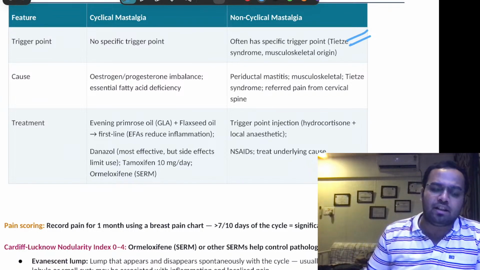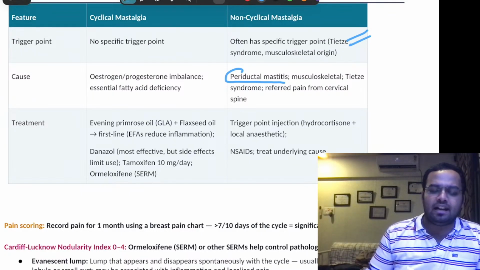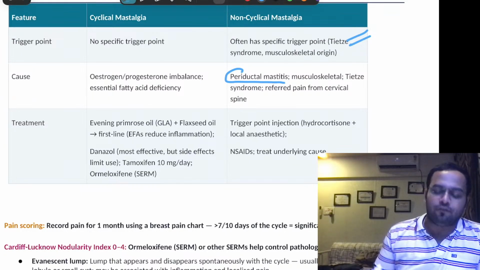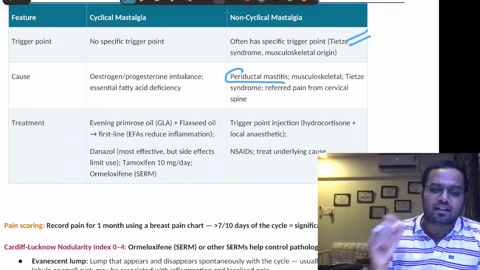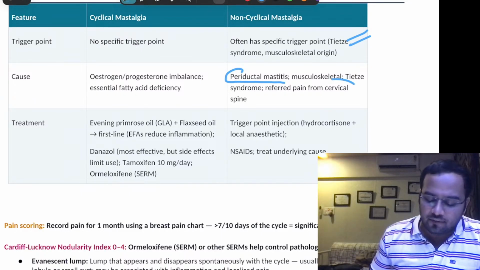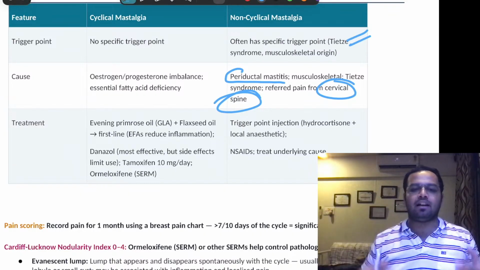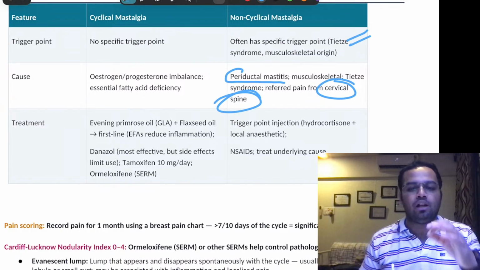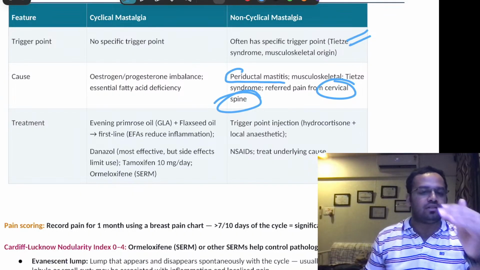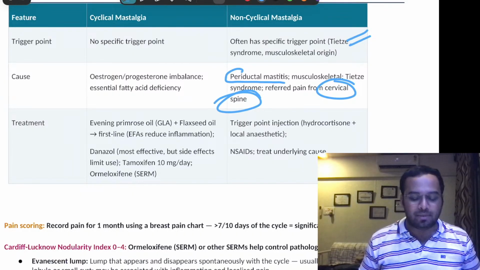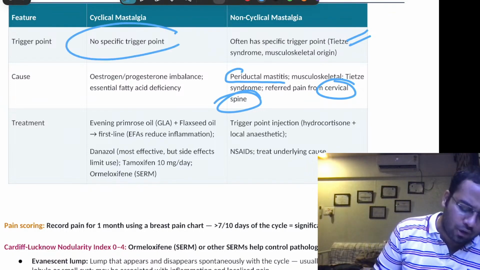Then the other important thing might be periductal mastitis. We already saw that due to smoking, or due to inflammation going on in the body, there might be periductal inflammation, so there might be periductal mastitis. Also it might be referred from the cervical spine. We know that cervical spine or back pain might radiate to the breast anteriorly and cause a false sensation of breast pain. So whenever a non-cyclical mastalgia patient comes to you, first rule out these other causes which might cause breast pain. Similarly, when we are talking about cyclical mastalgia, there is no trigger point to it.